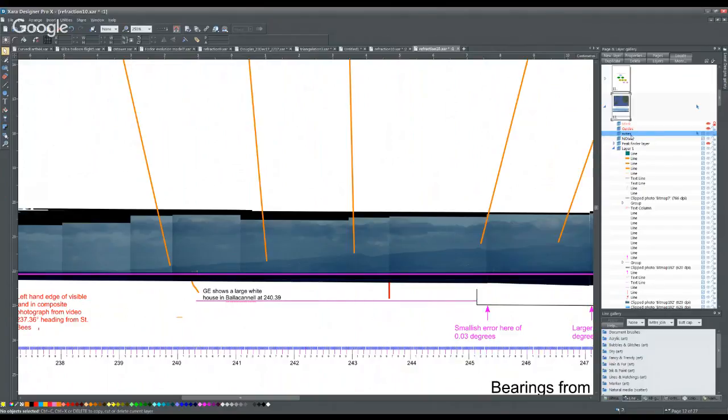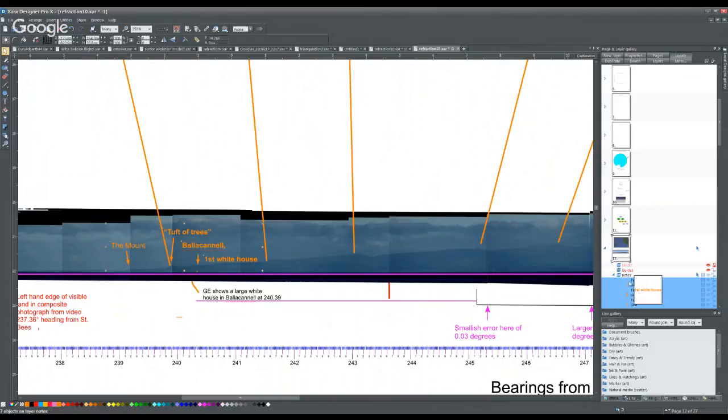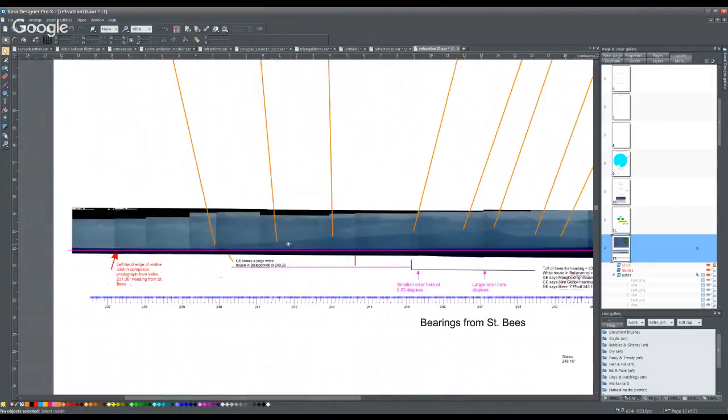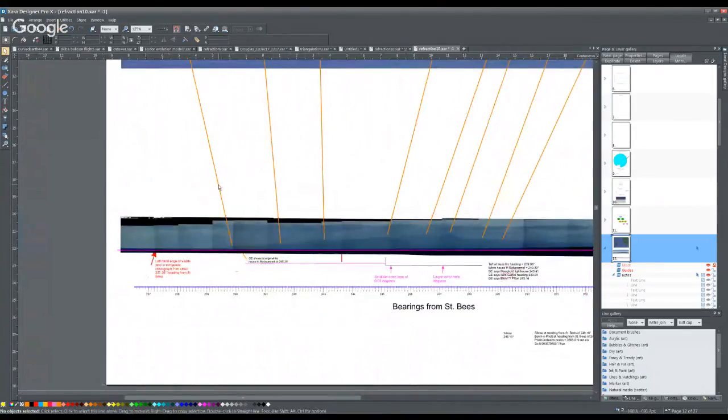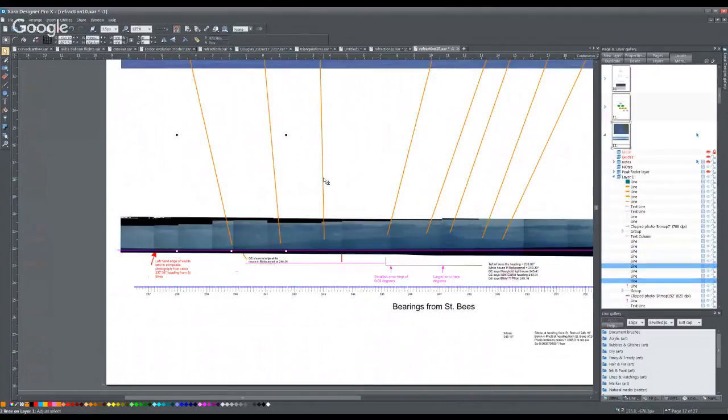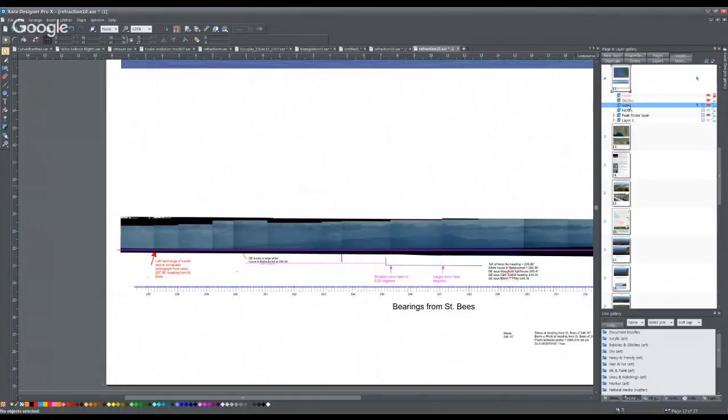Right, let's do that. I can hide that so it doesn't interfere with things. So this is the composite image all across here. Let's get rid of these lines as well. They're not really helping. This is referencing an image up above. I'll put that in the notes as well.